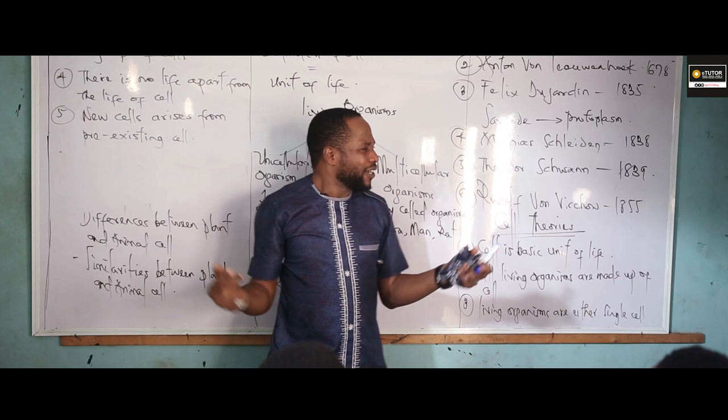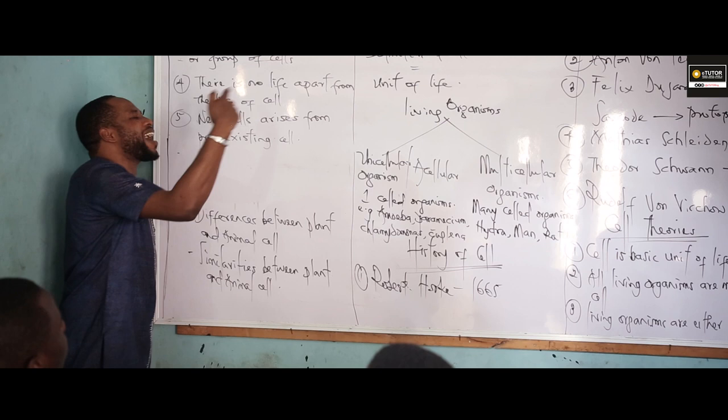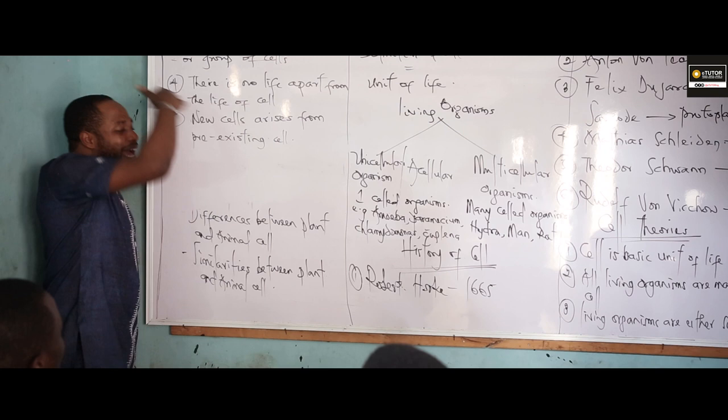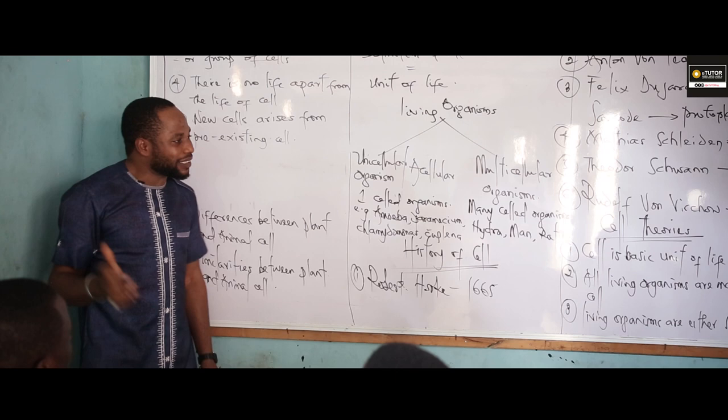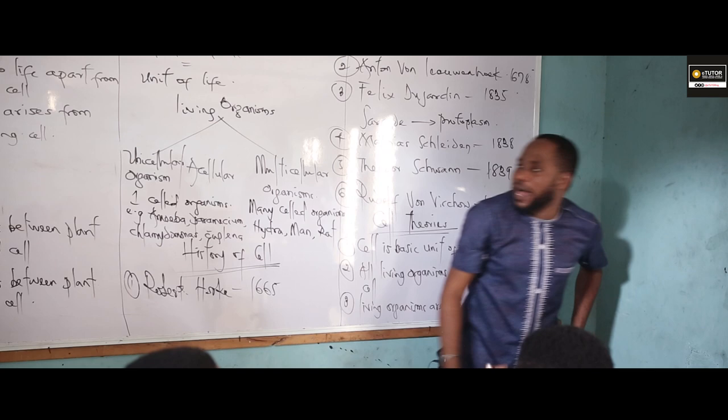And the last one, new cells arise from pre-existing cells. Are you getting me now? This one is under growth. Every new cell that is produced comes from those that have been existing before. Did you understand that? So these are the five theories of cells.